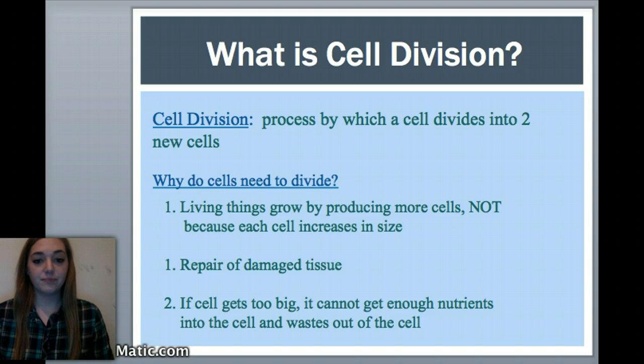Cells also divide to get enough nutrients into the cell and for waste to get out of the cell. If a cell gets too big before being able to divide, there is not going to be enough nutrients. They can't get across the surface area of the very large cell, so they're not going to get what they need in order to survive.